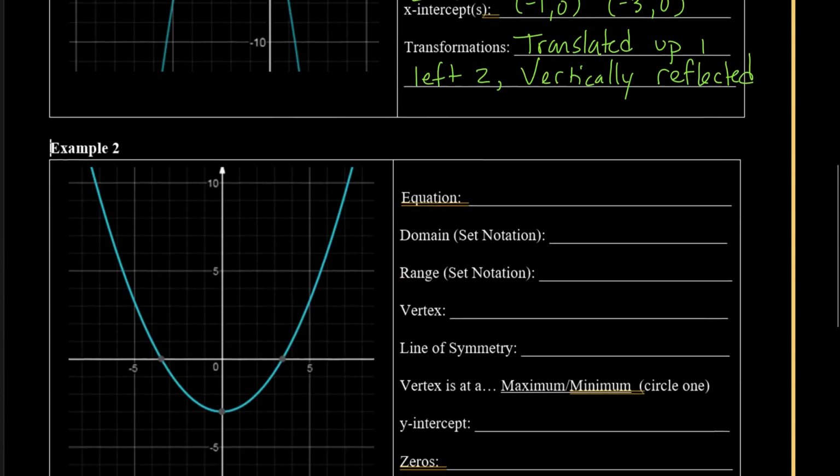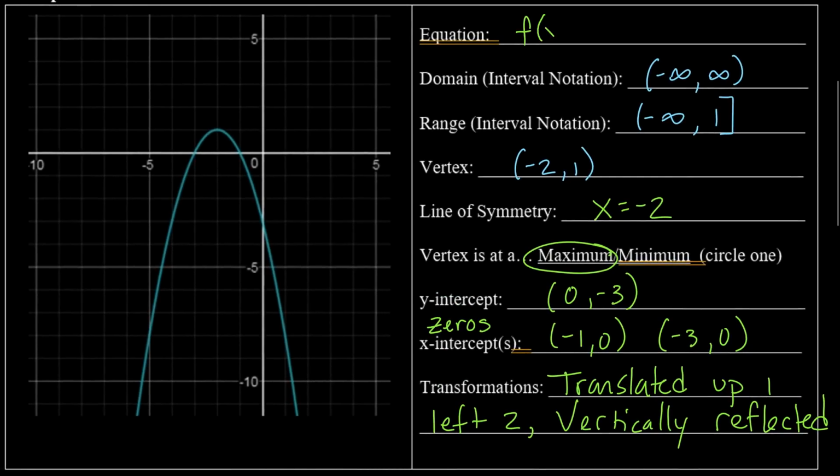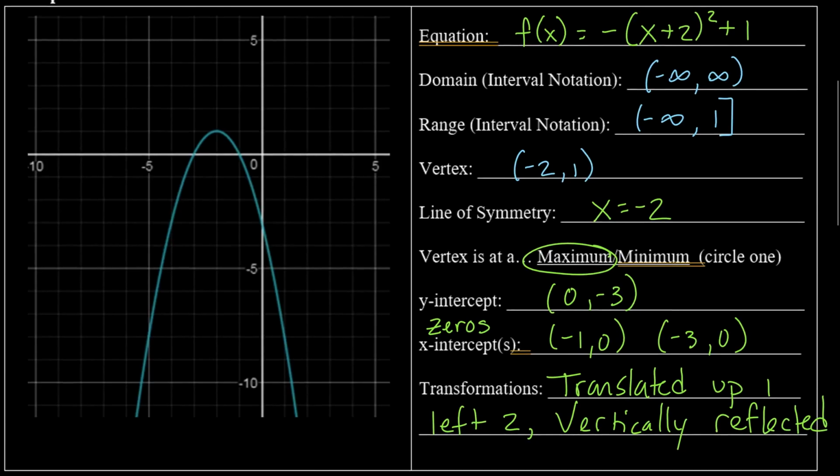All right, I want to do the next one. Oh, wait, whoa, we have to do the equation. Oh my gosh. So how do I start off my equation? Right. f(x) equals negative, then what? Parentheses. x, and then we went to the left 2, so plus 2, and then parentheses. And then we went up 1. Done. And what form is this equation in that we just wrote? Vertex form. This is vertex form. Any questions on this one?